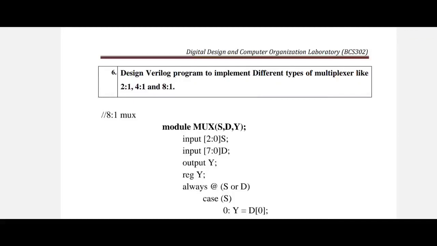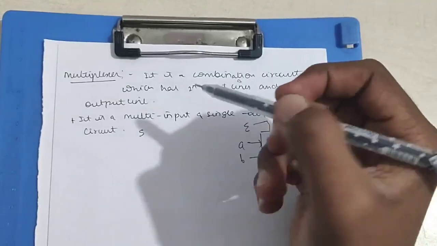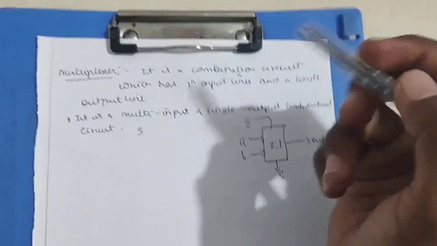Here is lab program 6: design a Verilog program to implement different types of multiplexer. Today we are going to talk about the multiplexer.